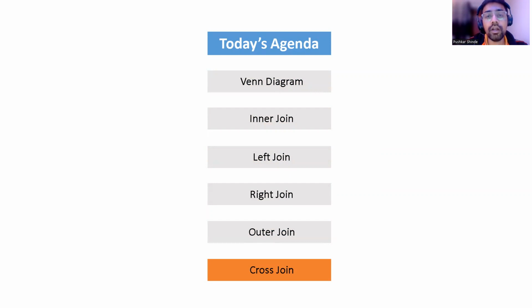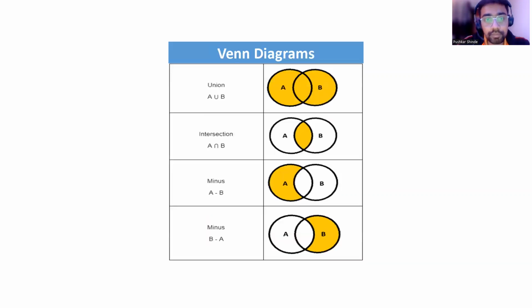So to begin with, let's start with the Venn diagram. Venn diagram is a concept in set theory. It is used to define relationships between two sets. To give you a brief about what sets are, a set is a collection of unique items, so there will be no repetitive or duplicate items in a set. Here we have two sets, set A and set B.